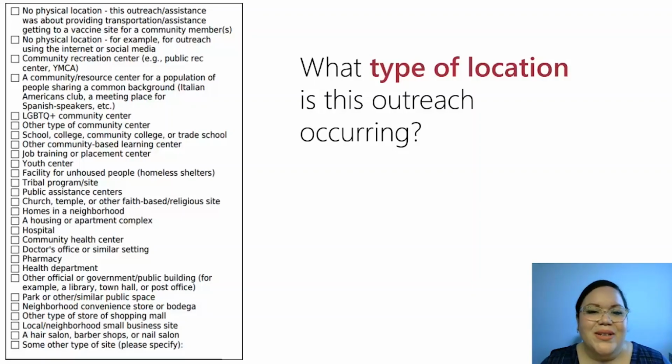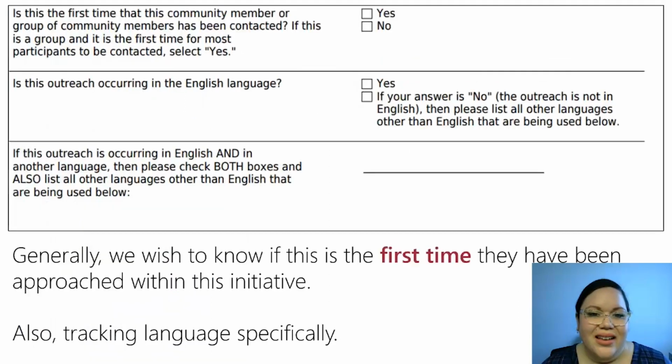The next area we go into is what type of location this outreach is occurring in. The list is quite extensive and you're able to select more than one option, and there will be a space for you to write in any additional sites if you need that ability. From there, we ask the questions of, is this the first time that this community or group of community members has been contacted for this specific type of initiative? Is this outreach occurring in English? And here you can select yes, and if you are doing it in English as well as a different language, you will be able to select both options and then enter what other additional language you have completed your outreach in.